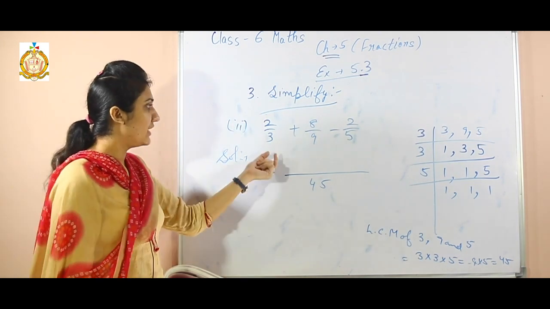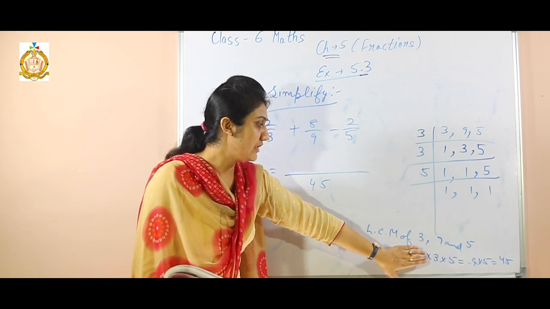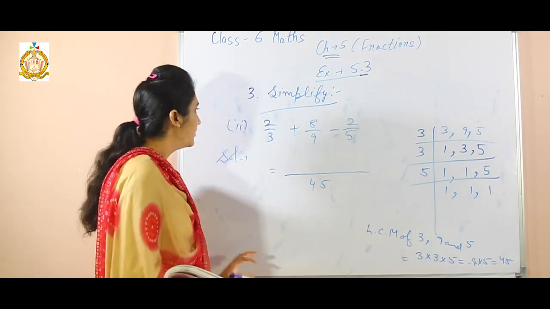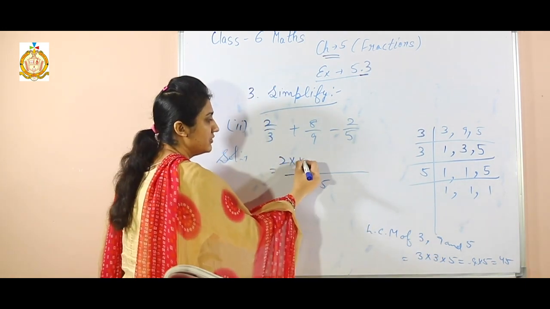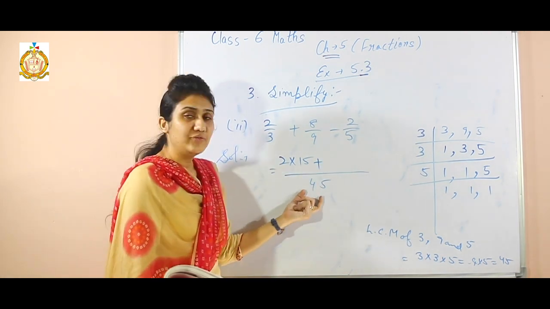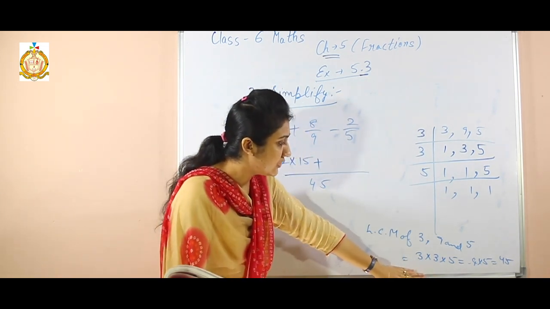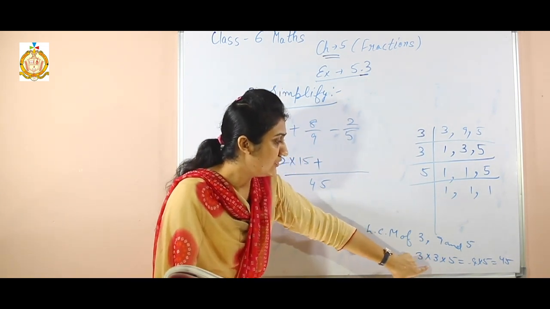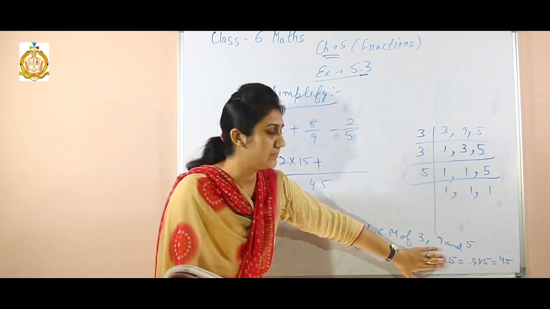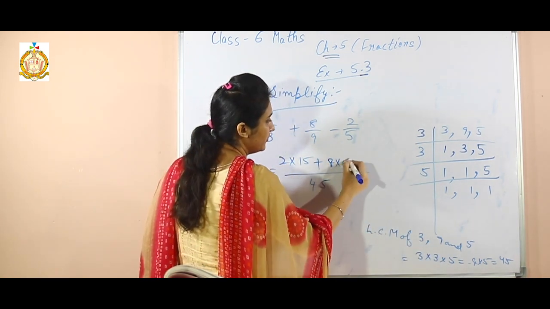Divide 45 by 3. If you divide 45 by 3, you will get 15. So multiplying 2 with 15, plus as such. Now divide 45 by 9. How can we divide 45 by 9? 3 into 3 is 9, means we have to multiply the numerator with 5. 8 into 5.